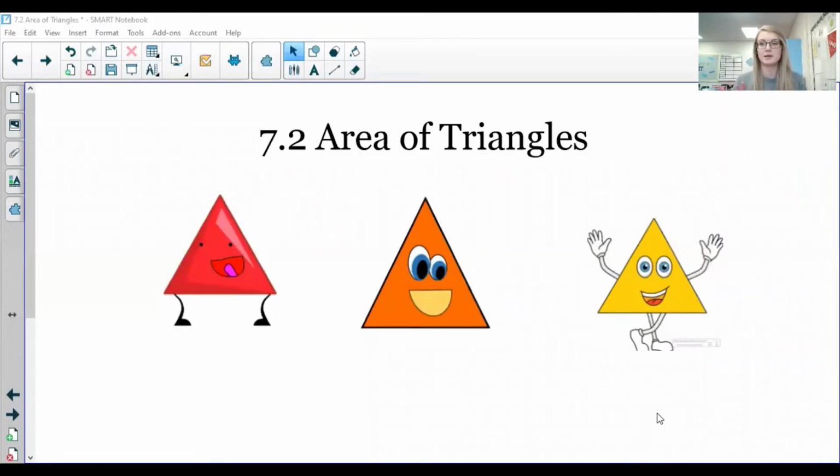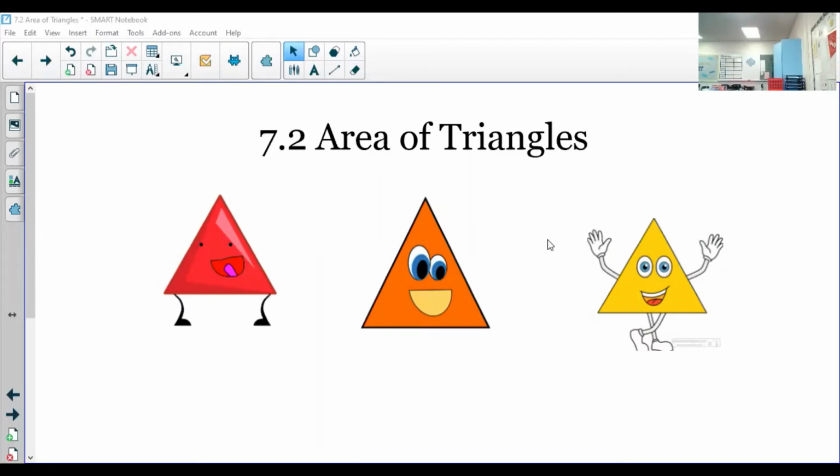The last video we just did area of a parallelogram. Today we're going to do area of triangles. So we're going to do something very similar. We're going to be talking about how much space a shape takes up, and there's going to be a very easy formula for us to use to figure this out.